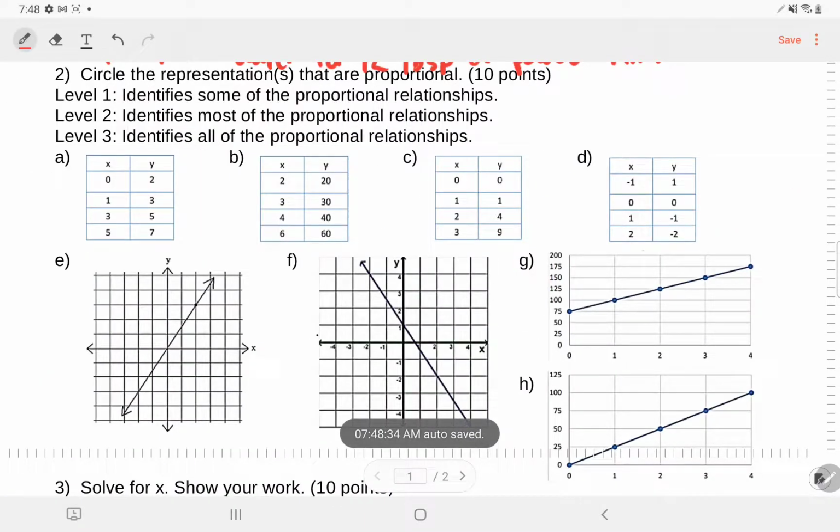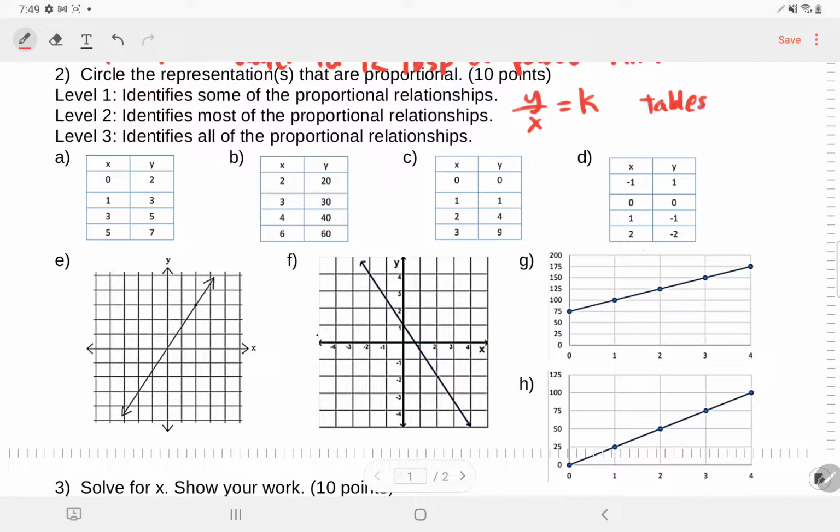For number 2, it says circle the representations that are proportional. Level 1 means identifying some of the proportional relationships. Level 2 is where you identify most of them. And level 3 is where we identify all of them. So whenever we're trying to identify proportional relationships, when we're looking at tables, the constant of proportionality needs to be the same across all values. So when we're doing y divided by x, we should always get the same k value.